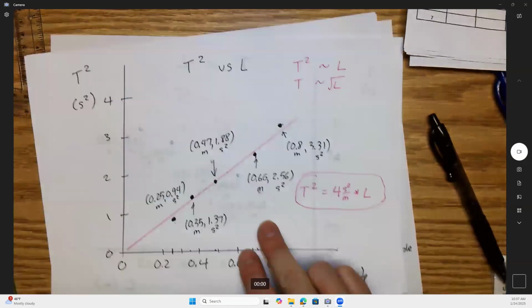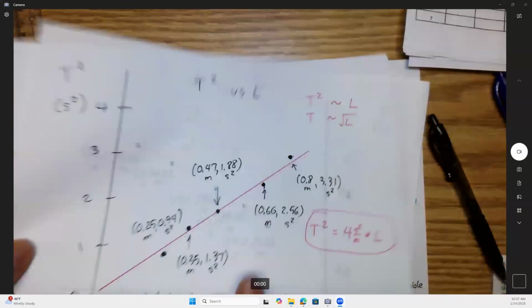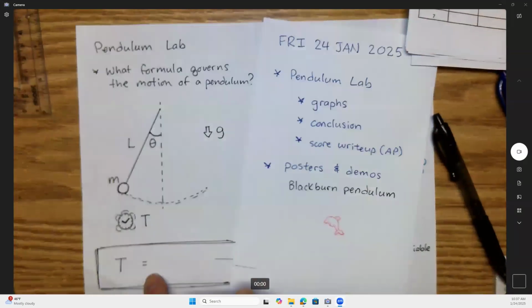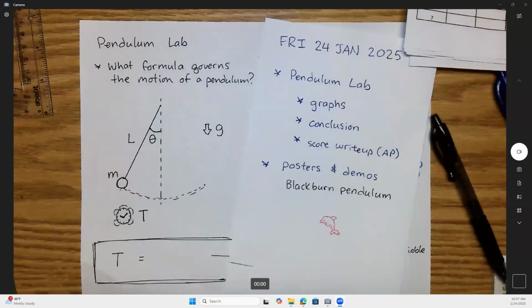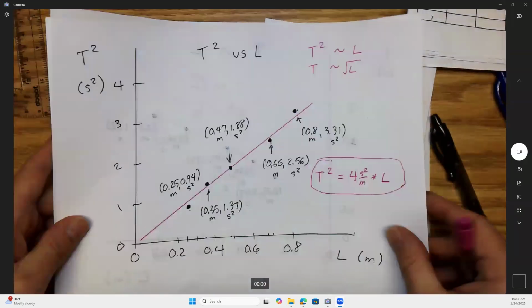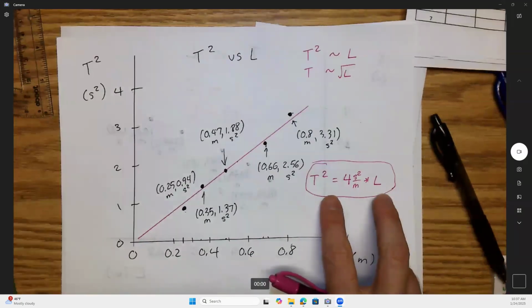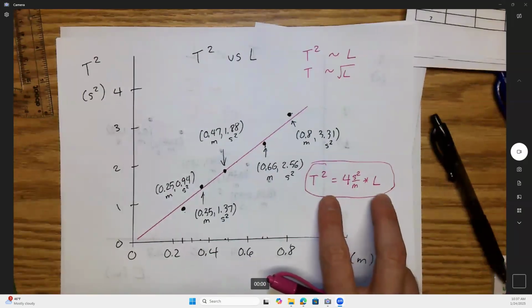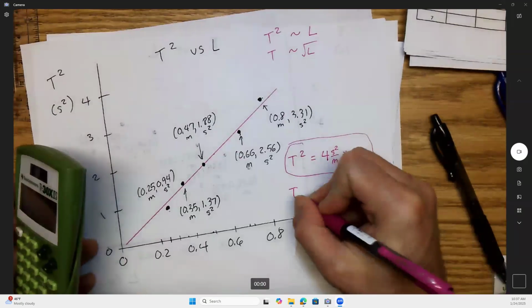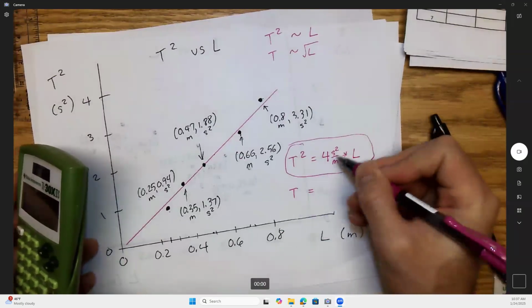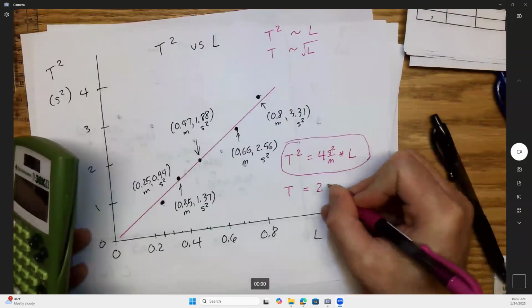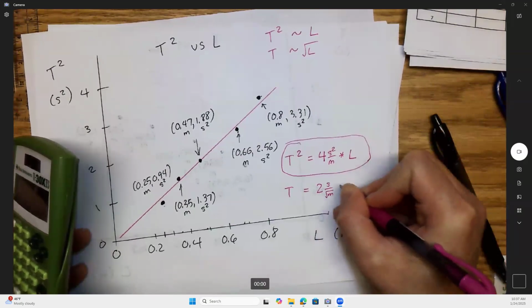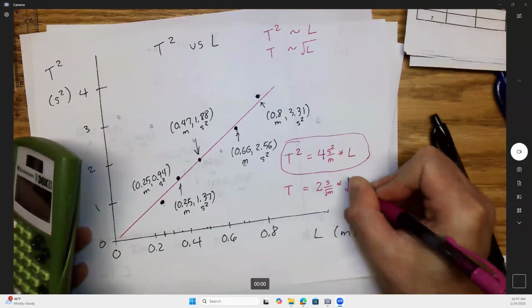Now, how I framed this yesterday is I just said t equals. I just want the time. Guys, how can I take this equation and just get the time? What do I do to both sides? Take the square root. Okay. What's the square root of 4? 2. Right? And that'd be seconds per square root of meters, and then multiply by the square root of L.